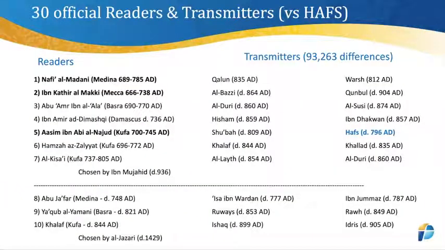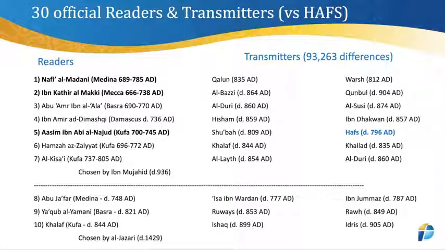Now let's look at the 30 official readers and transmitters. These are the official ones that you see today, taken from Wikipedia just to make it as easy as possible for you. These are the 30 that they have listed. On the left, you will see the readers: Nafi ibn Kathir, Abu Amr ibn Amir, Asim ibn al-Najud, Hamza al-Zayyat, and al-Kisai. They are the 7 that we're going to talk about, the 7 that are the most important, chosen by Ibn Mujahid in 936.